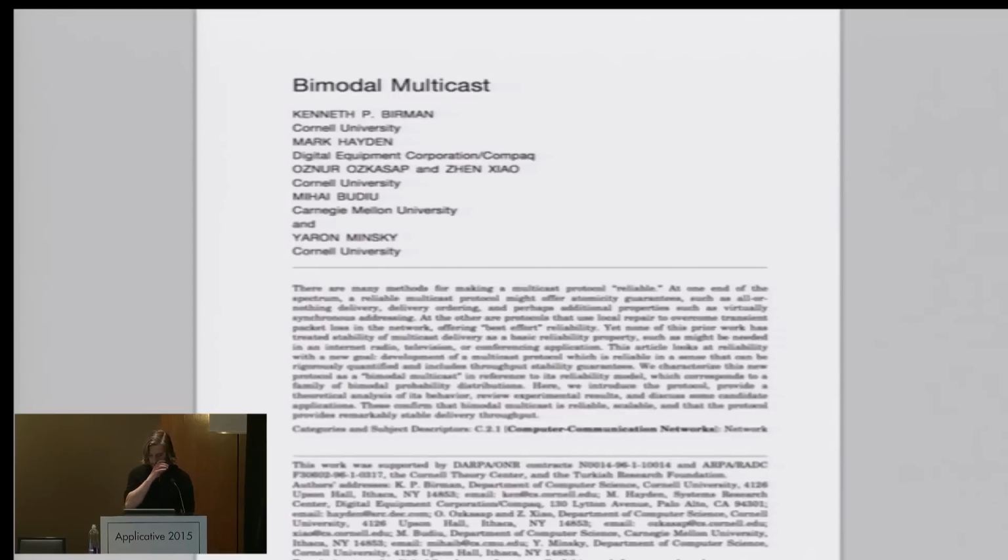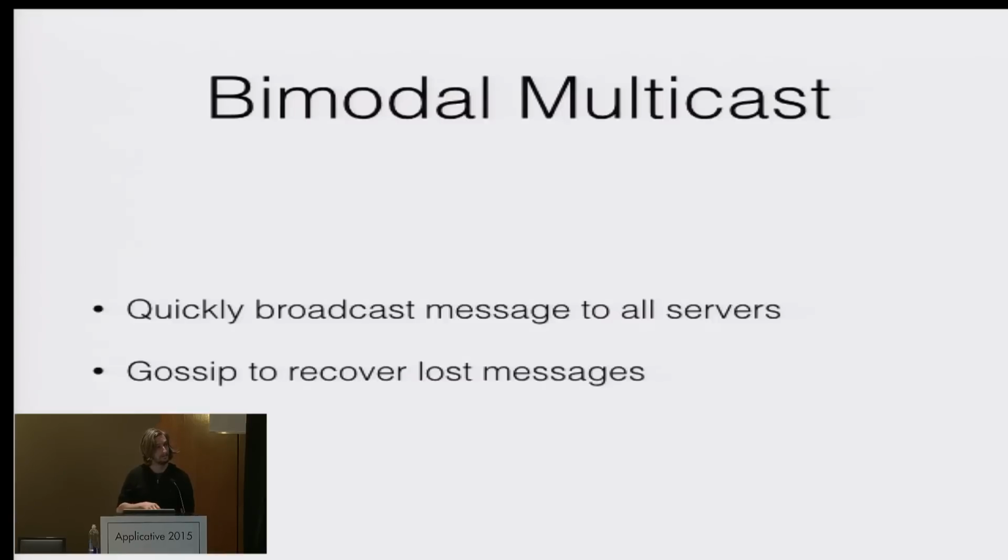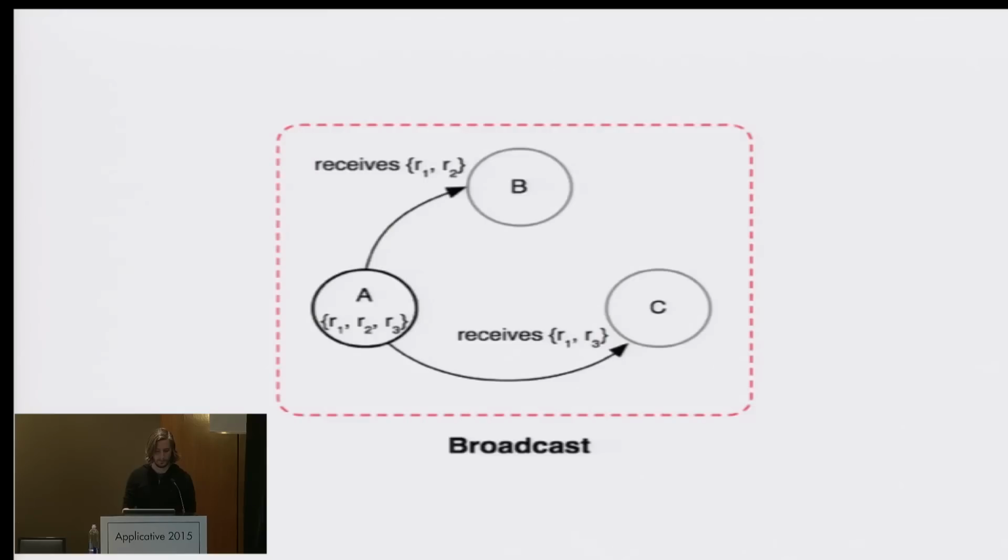So the algorithm that we ended up implementing for this is called Bimodal Multicast. It's a pretty straightforward idea. We quickly broadcast via a lossy protocol of some kind to all the different servers that we want to get it out to. And then we use gossip to recover the lost messages. So it's a multi-phase sort of algorithm. The first phase, broadcast: we just send the messages out as quickly as possible. In our case, we use UDP for this.